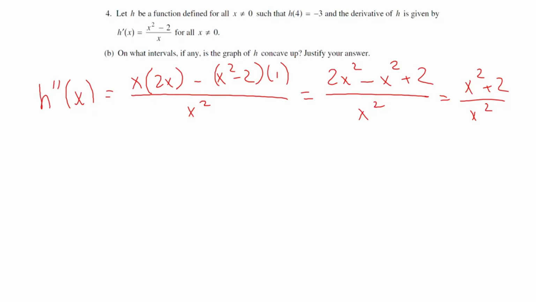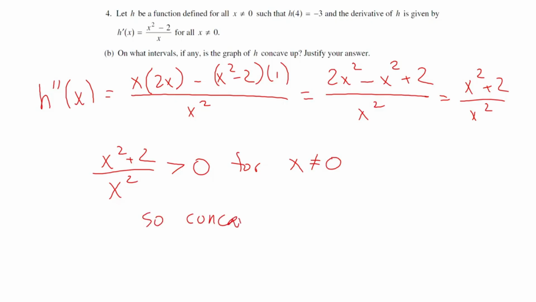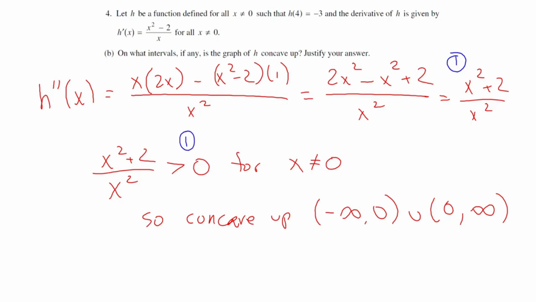And we'll note that this is greater than 0 for x not equal to 0. And we can say then it is concave up on negative infinity to 0 and 0 to infinity. Or you could just write it's concave up for all x not equal to 0. And they gave you 3 points there: 1 for just getting the second derivative, 1 for noting it's always positive except at x equal to 0, and 1 for your interval.